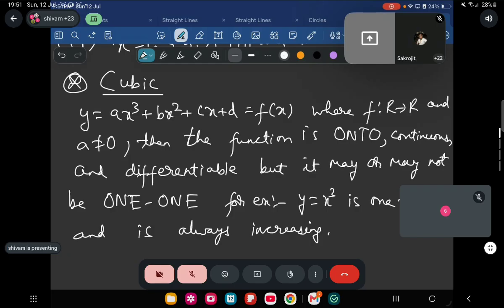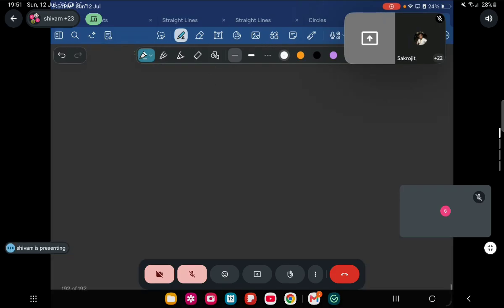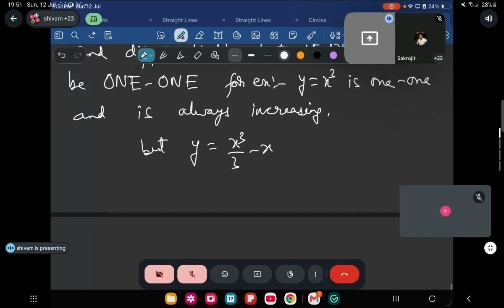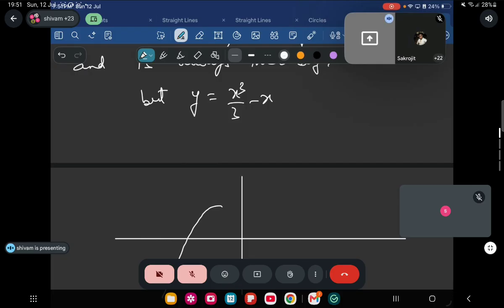Okay, always increasing. But tell me everyone, y equal to x cube by 3 minus x. Is this function always increasing? No. Over here, what are the roots of this function? What are the zeros? 0 and plus minus root 3. Okay. So if you differentiate, y dash will be equal to x square minus x.